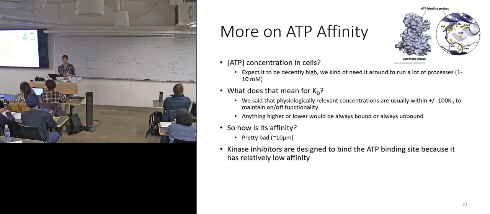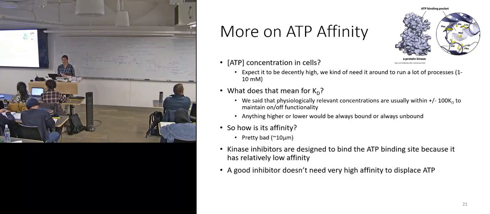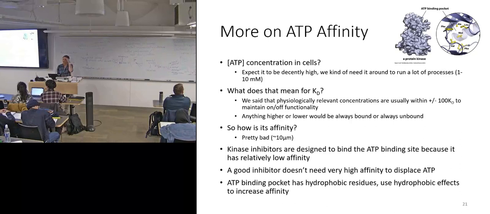What does this mean for cancer drugs? Our kinase inhibitor drugs? It's pretty easy to design them so that they can compete off ATP because ATP doesn't really have very strong affinity, so you can make a drug pretty easily to kick ATP out of there. It's not that hard. Okay, a good inhibitor doesn't need very high affinity to displace ATP, and the ATP binding pocket has a lot of hydrophobic residues, so in order to increase affinity, you can also exploit that factor. Put a lot of hydrophobic residues on your small molecule, on your lead compound, in order to increase its affinity and easily displace ATP.